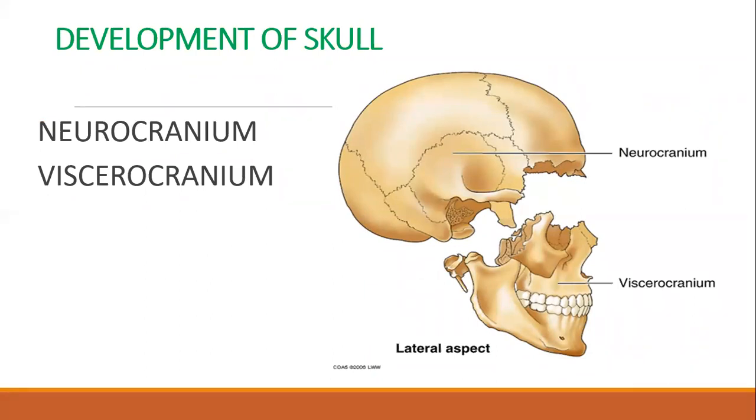Neuro is for brain. So the neurocranium includes the bones that cover and enclose your brain. Neurocranium, bones that form the cranial vault, and they enclose your brain tissue. While the viscerocranium are the bones that form your facial skeleton. They form your face.